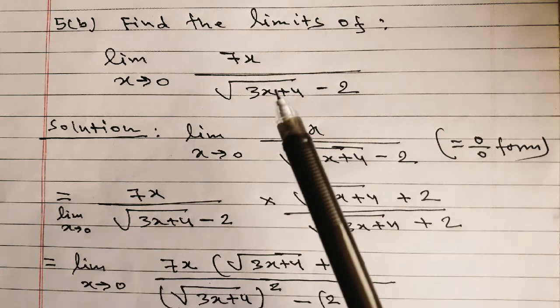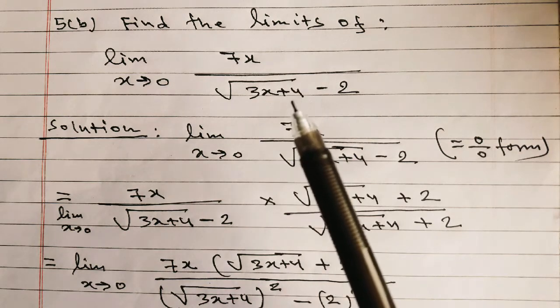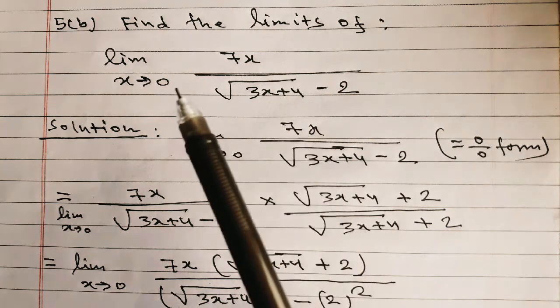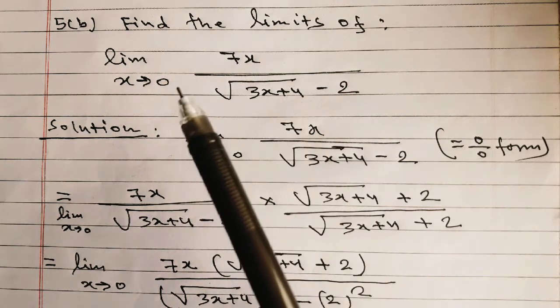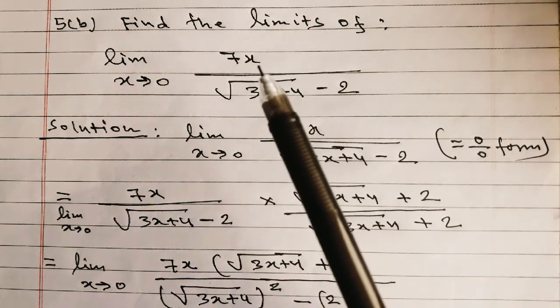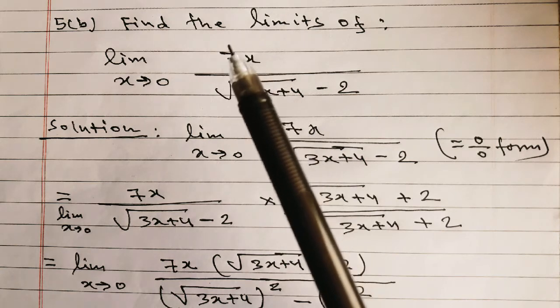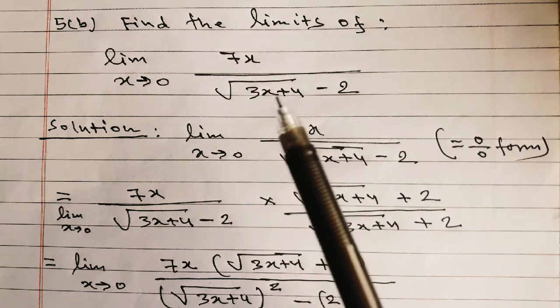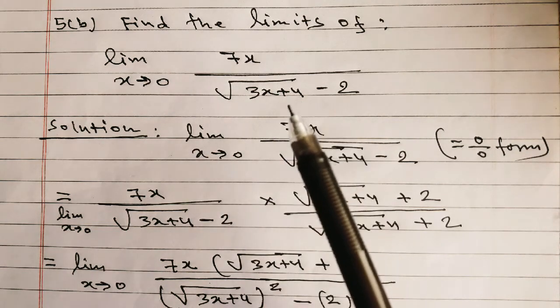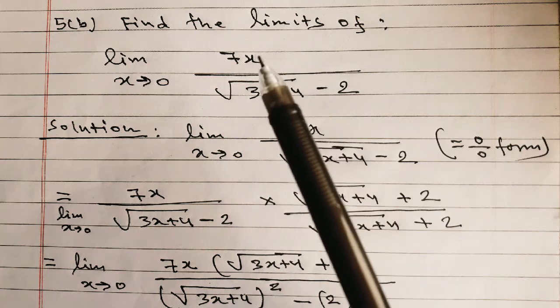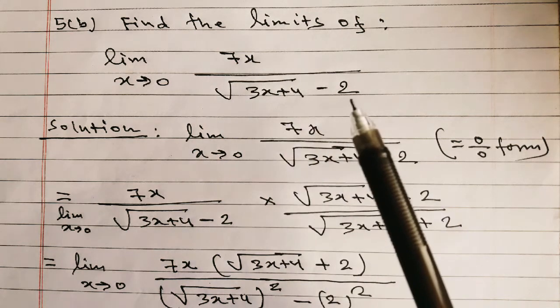To find the limit of the given function, we check whether the function is defined at x equal to 0 or not. When we take x equal to 0, the value of the first function is 0. And the second function is 3 into 0, which is 0, plus 4, which is 4. The root of 4 is 2, and 2 minus 2 is 0. That means the first function is 0 and the second function is 0.